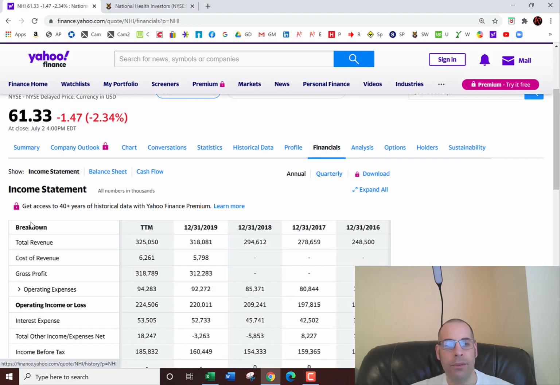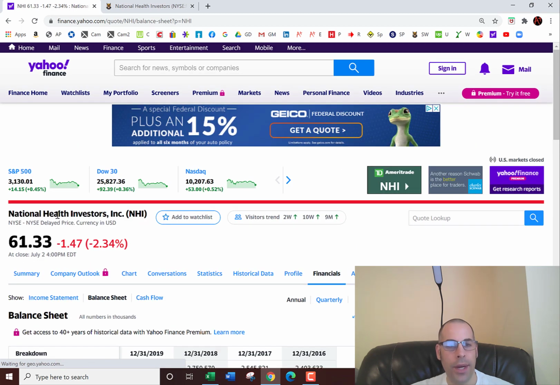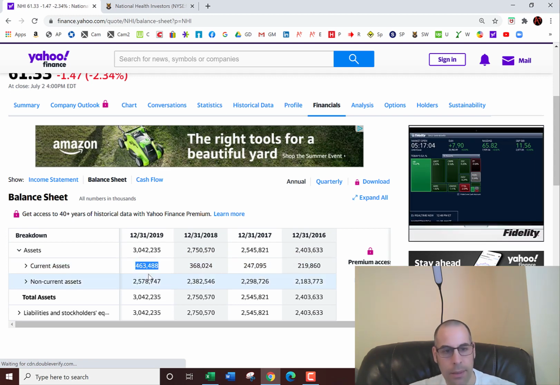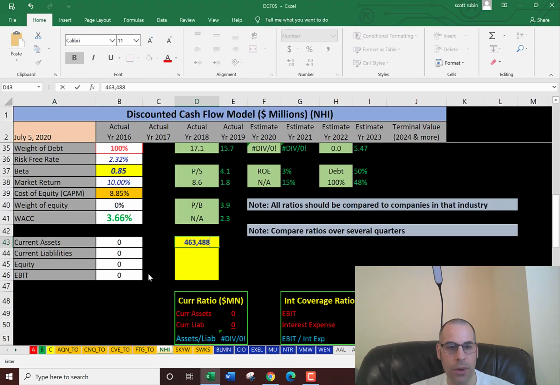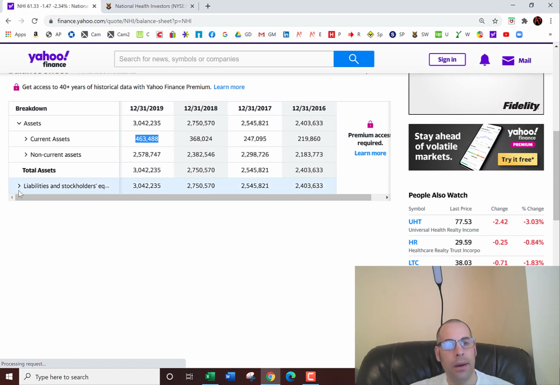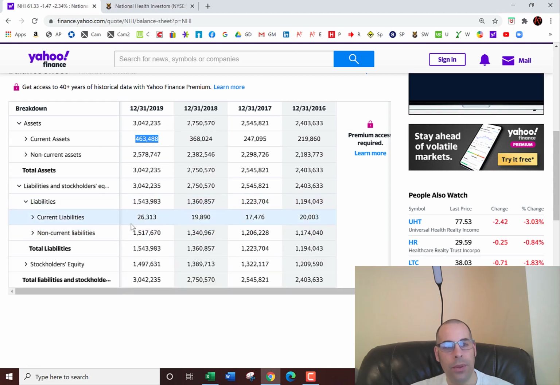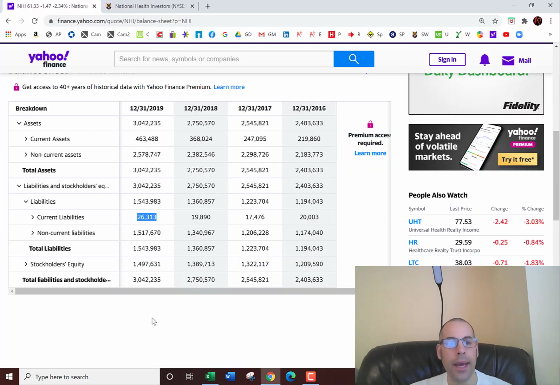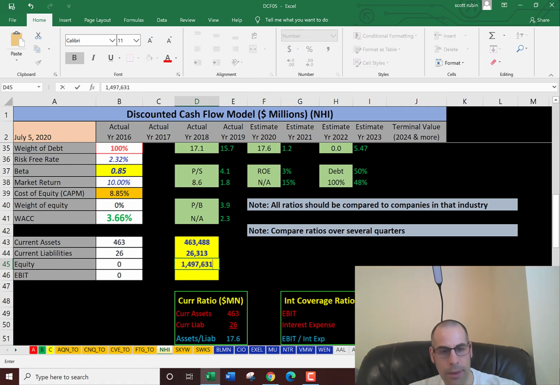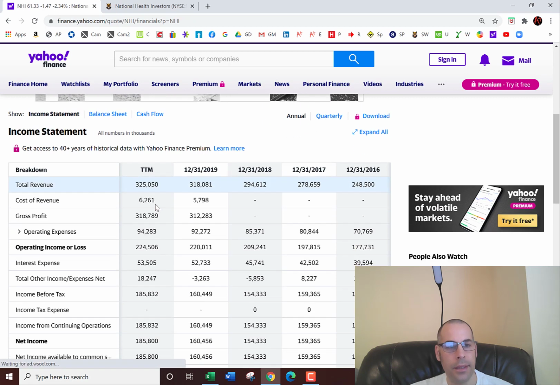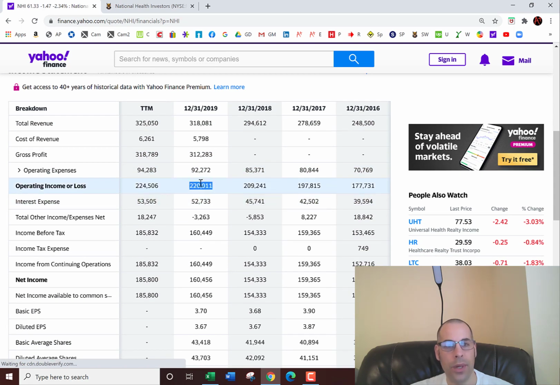Now we need some more information from the balance sheet, because we need to look at the ratios at the end of the video. So let's get their current assets. These are mainly cash, accounts receivables, and inventory. That's $464 million. And current liabilities are debts and payables that are due within 12 months. That's $26 million. And the equity is total assets minus total liabilities. That's $1.5 billion. And EBIT, earnings before interest and taxes, or operating income, that's $220 million.